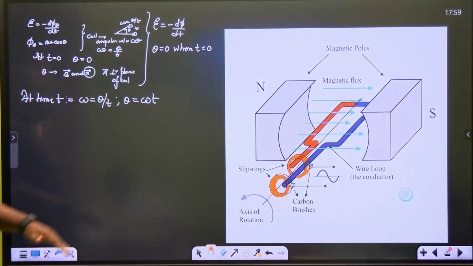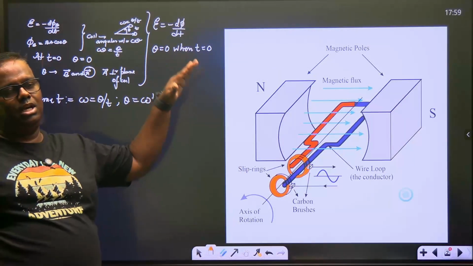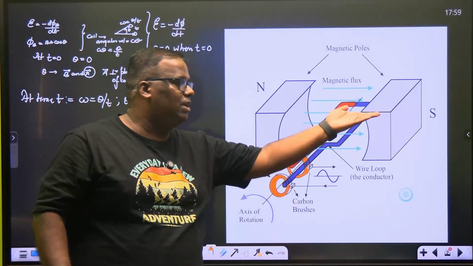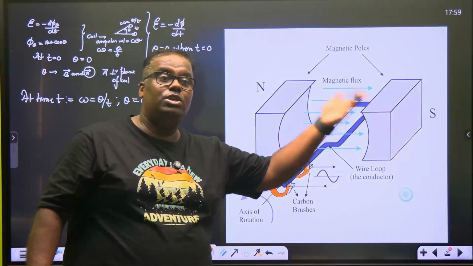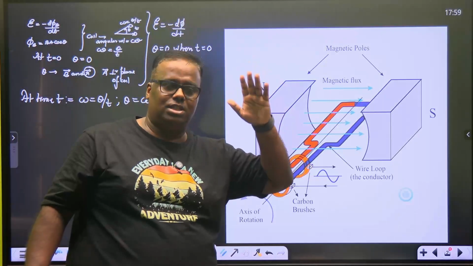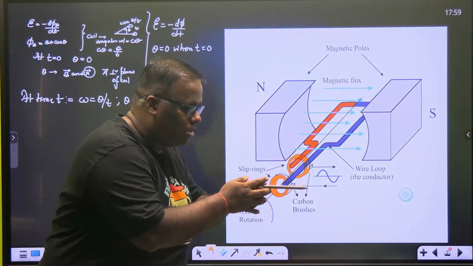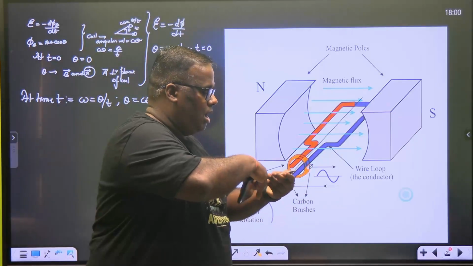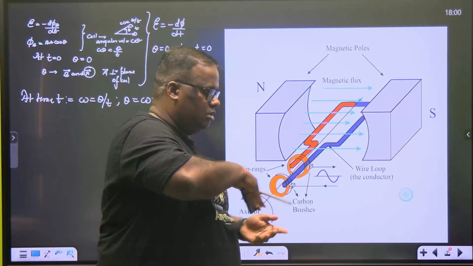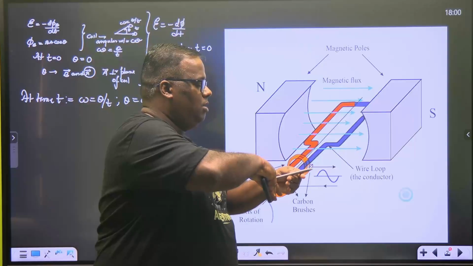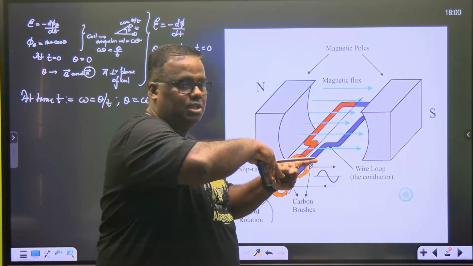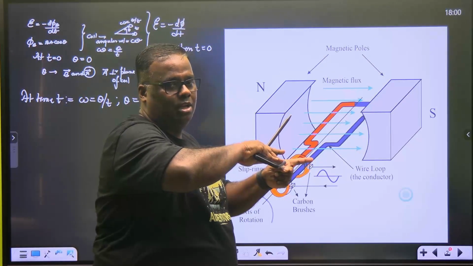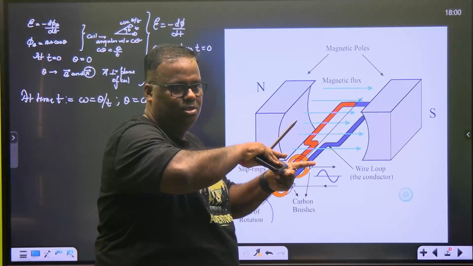It took you t time to sweep an angle theta. Who did sweep an angle? Area vector, because B vector is always constant. Who is changing the direction? A vector is changing. The A vector was like this, the A vector was like this, and this is my A vector and this is my B vector. My B vector is constant. In time t, A vector swept an angle. How much is the angle? Theta now. Have you understood?